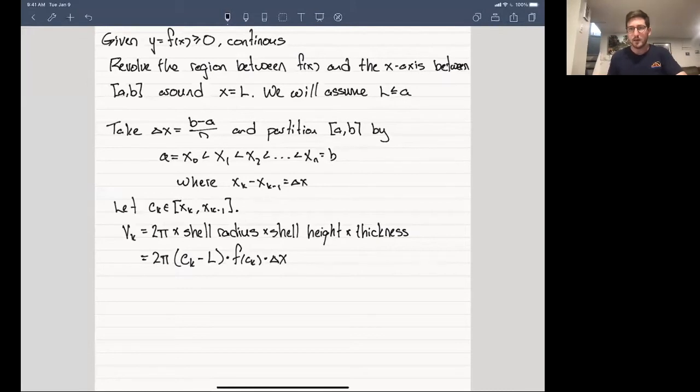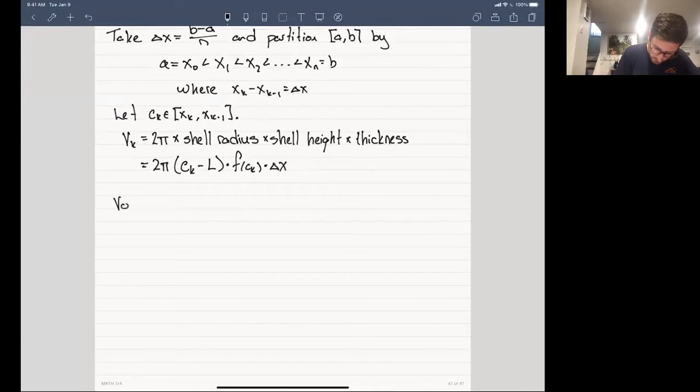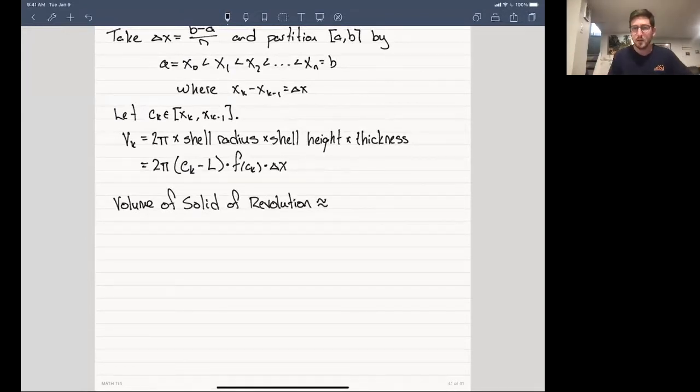So that tells us that the volume of the object, or volume of solid of revolution, is approximately given by summing up all of these volumes of the cylindrical shells. So this is running from k equal to 1 all the way up to n, of vk.